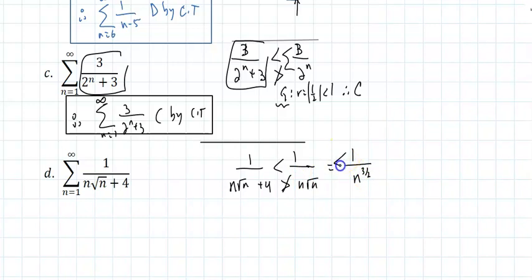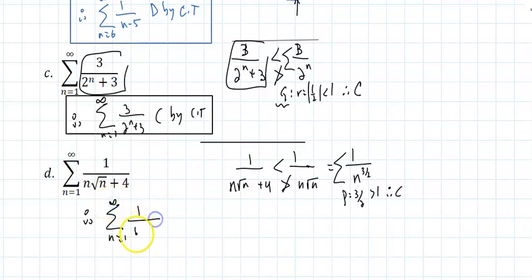Again, you must put the series on it. This is p equal 3/2, bigger than 1. Therefore, this converges. Therefore, my series, n equal 1 to infinity of 1 over n radical n plus 4, converges by the comparison test.